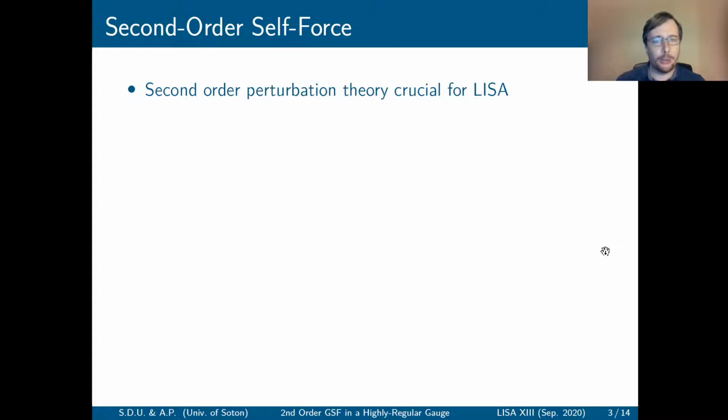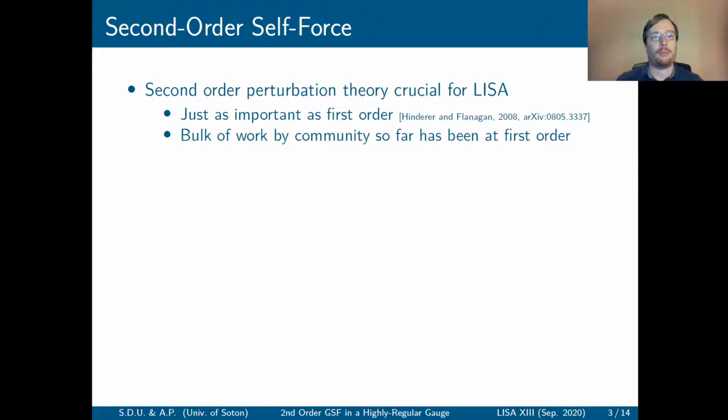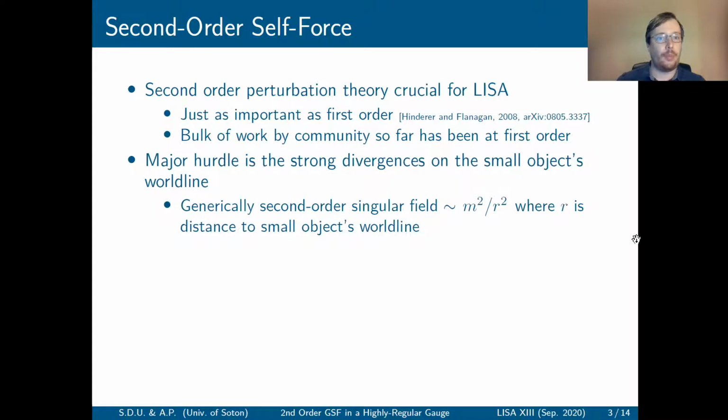So, as I said, second order perturbation theory is crucial for LISA, for modelling EMRIs. And as I stated before, the second order self-force is just as important as the full first order self-force. Now the bulk of the work by the community so far has been at first order. One of the major hurdles at second order has been the strong divergences on the small object's worldline. So generically, the second order singular field would go like m squared over r squared, where r is the distance to the small object's worldline.